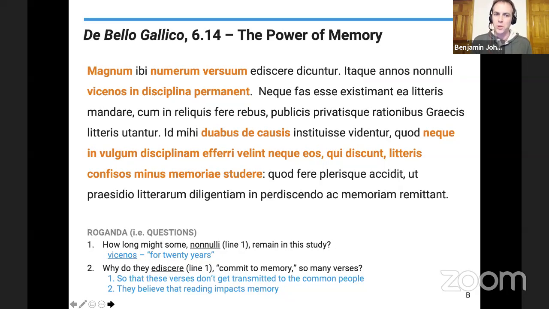And so Caesar's going to then say, well, this id mihi, to me, he thinks that they don't like writing things down, duabus de causis, for two reasons. And this is getting to question 2. And so we have two things. So the first part is this neque in vulgum disciplinam eferri velint. So they don't really want all of this information to be transmitted to the common people. Like that would be bad, according to the Druids, and maybe even to Caesar.